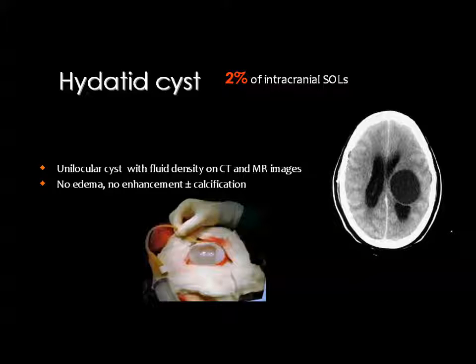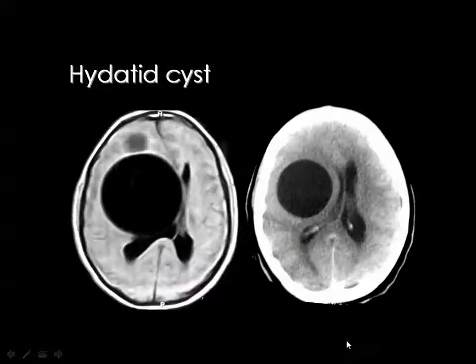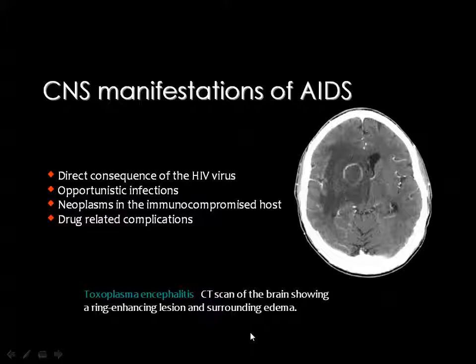One of the parasites inside the brain is the hydatid cyst. The hydatid cyst is an intraaxial lesion. We have discussed it in the intracranial cysts, and it's usually unilocular with fluid density on CT and MR. If you inject contrast, it will not show any enhancement. It may show calcium in the wall and is not usually surrounded by perifocal brain edema. This is an example of hydatid cyst in the CT scan, and this is an example in the MRI T1 weighted image.